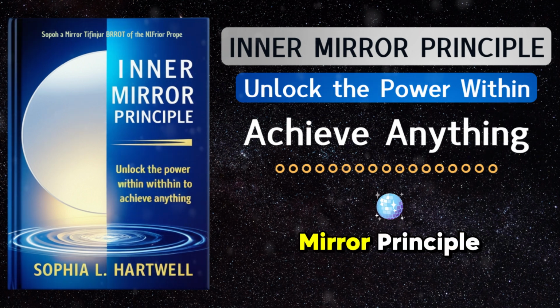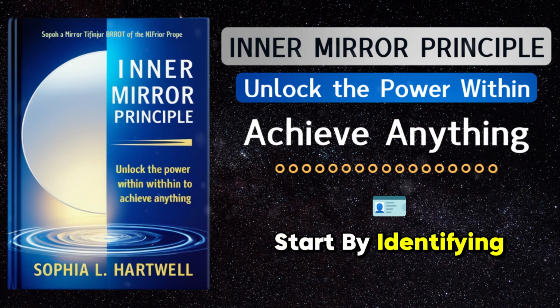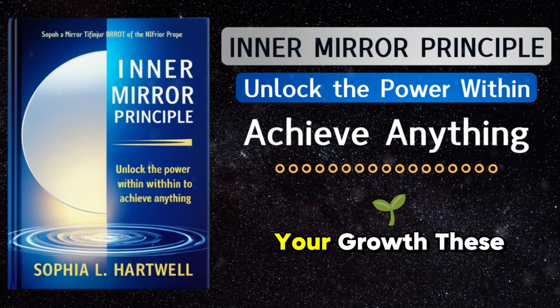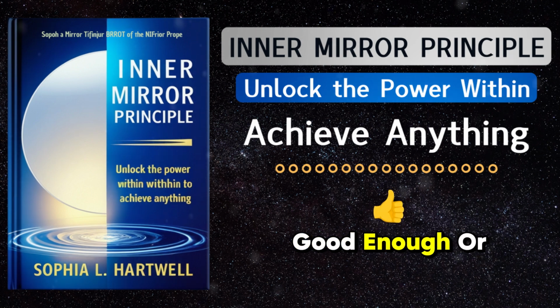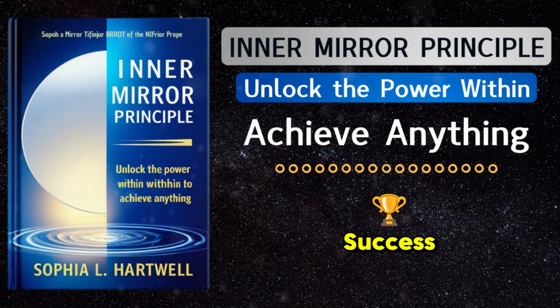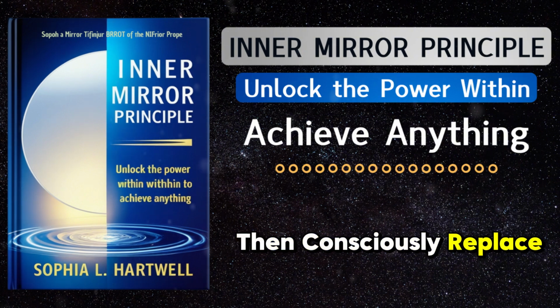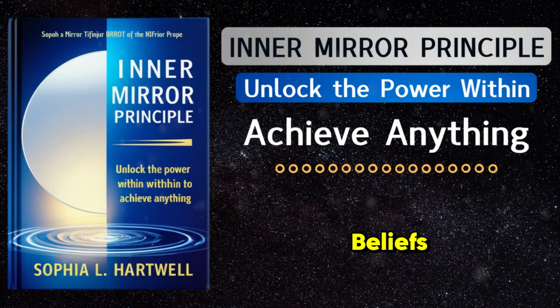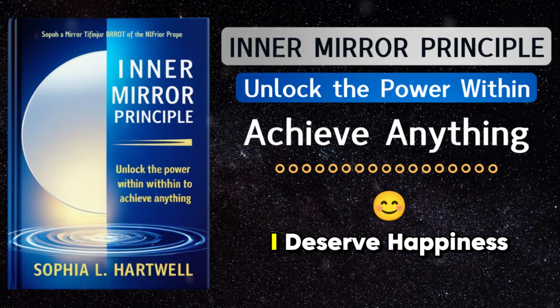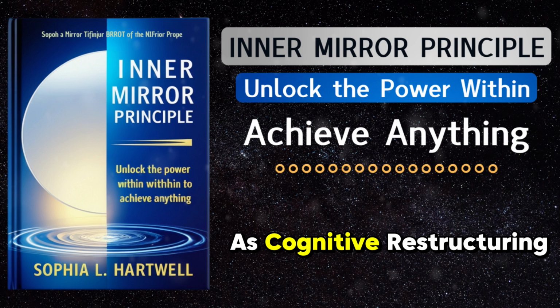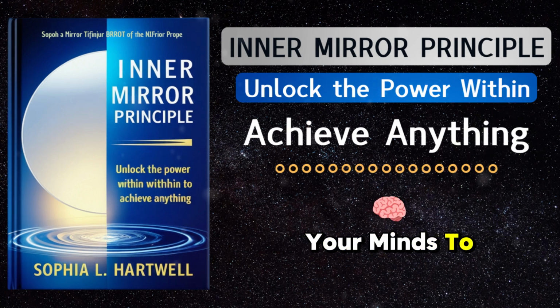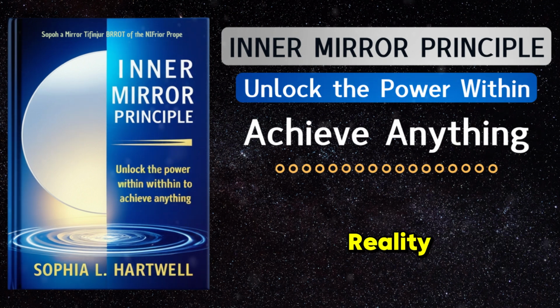To implement the mirror principle, start by identifying patterns of thought that limit your growth. These could be self-defeating beliefs like I'm not good enough or I don't deserve success. Then, consciously replace these with affirming beliefs, such as I am capable or I deserve happiness. This process, known as cognitive restructuring, prompts your mind to mirror these new beliefs in your reality.